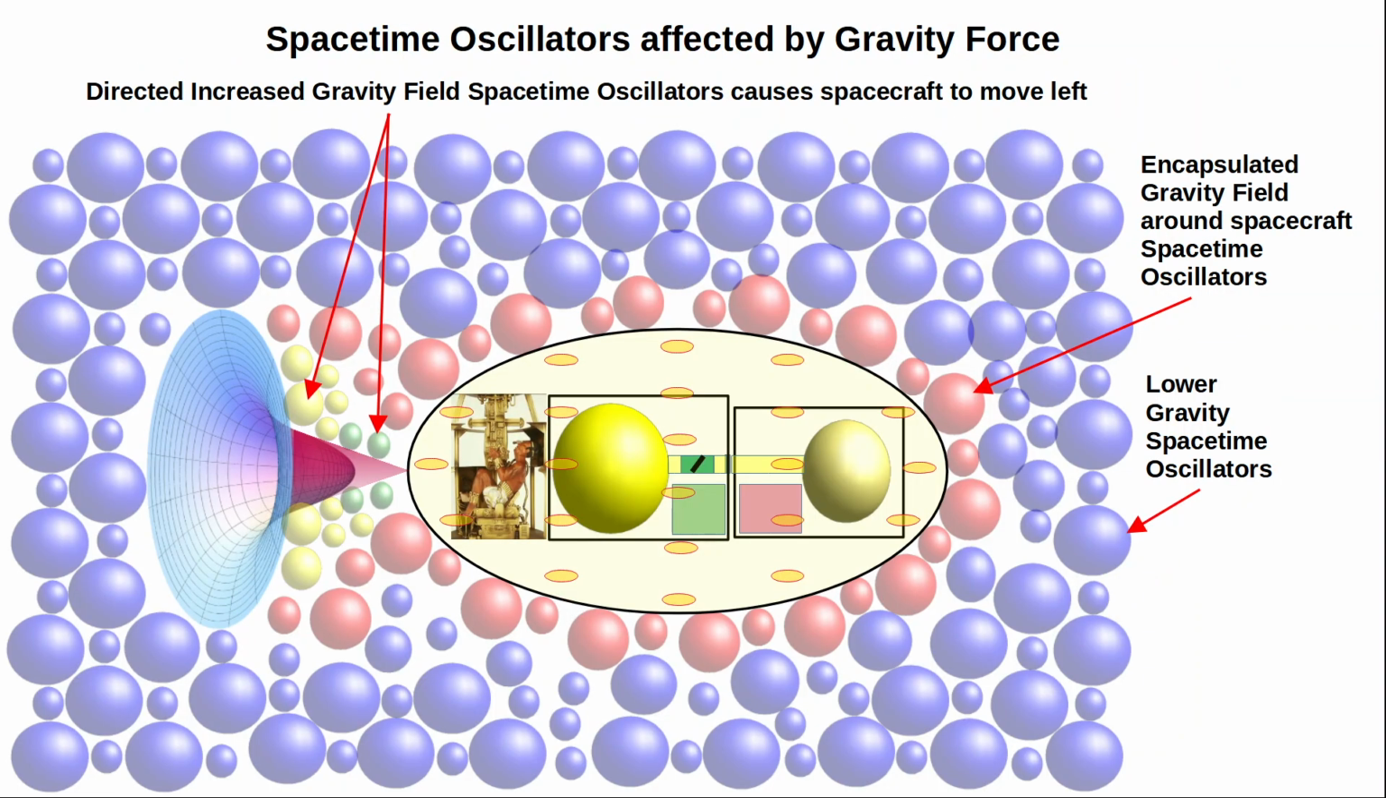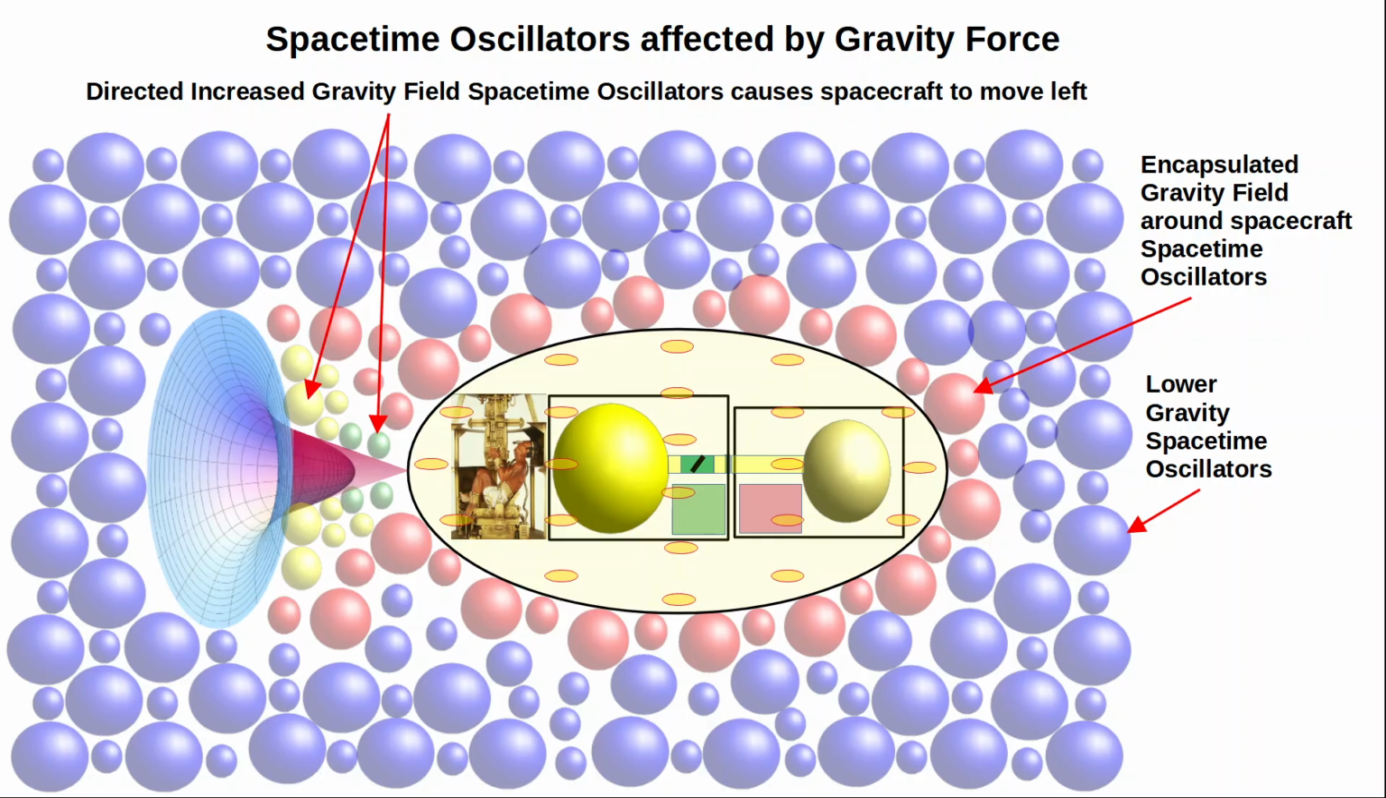Okay, now this is what it would look like in space-time, the oscillators. So here is an illustration of the spacecraft gravity output ports affecting oscillating space-time oscillators. The red oscillators are controlled by the output of the quantum gravity generator module, and the yellow and green oscillators are controlled by the output of the direction control module, which will move the spacecraft to the left.